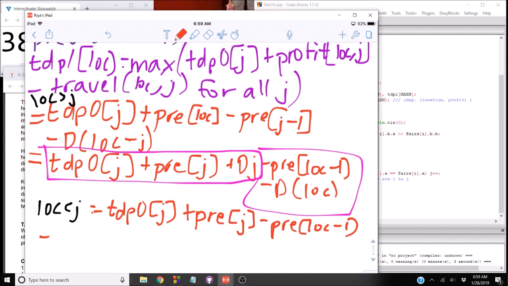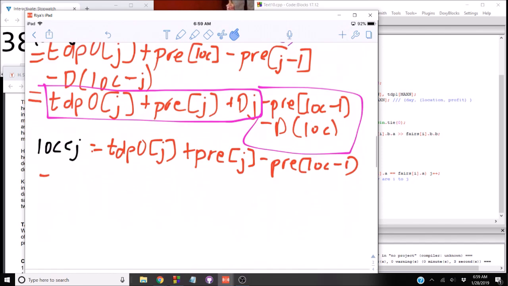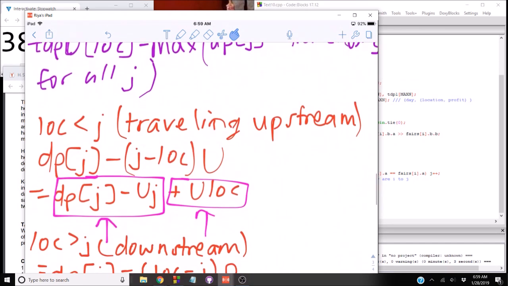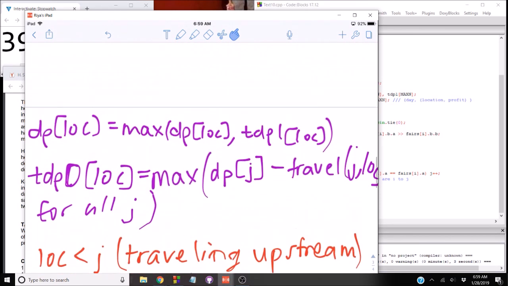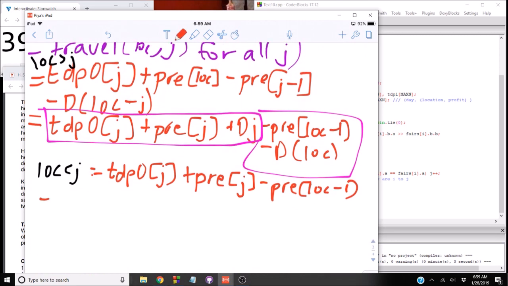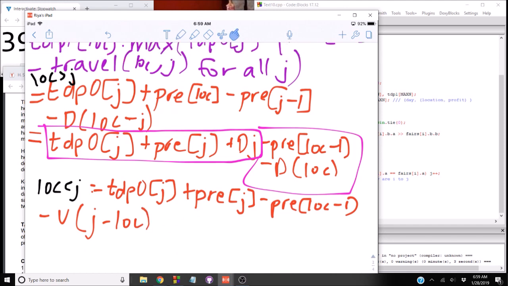Minus the travel would be, so here I'm going, if lock is less than j, then that means that going down, I don't know, I think I'm, because on top it says, what did I put here? If lock is less than j, then I'm going upstream. That sounds about right. Oh yeah, and to change that I have to change it in this pink formula here.